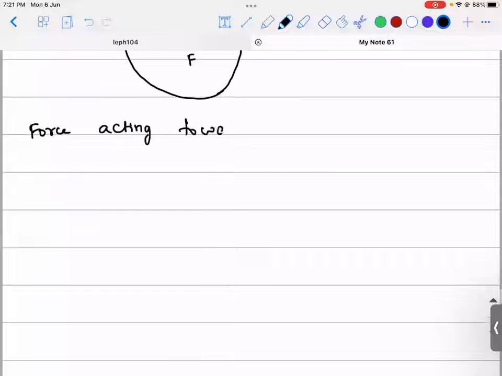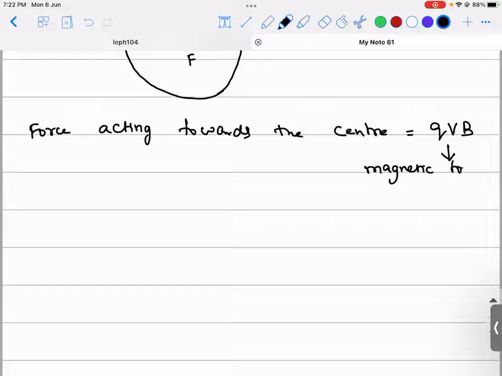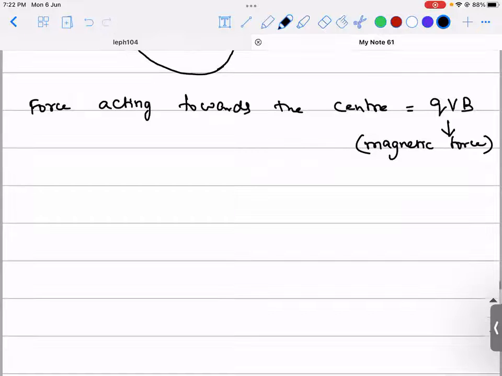The force acting towards the center is Q into V into B, which is the required magnetic force. And we know that the force acting towards the center is what?